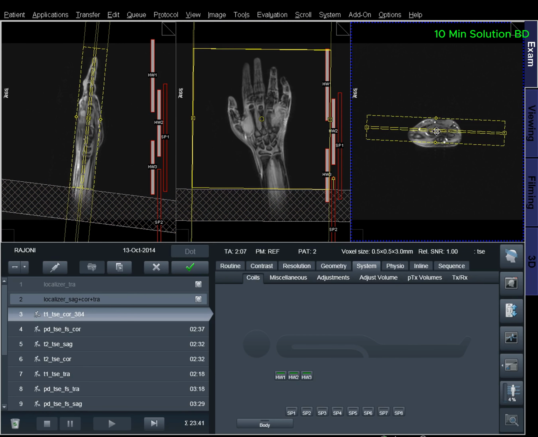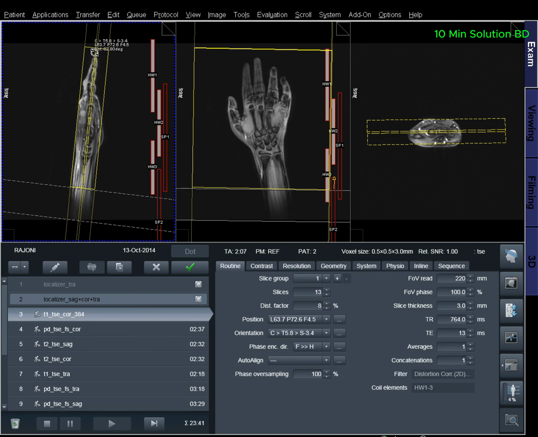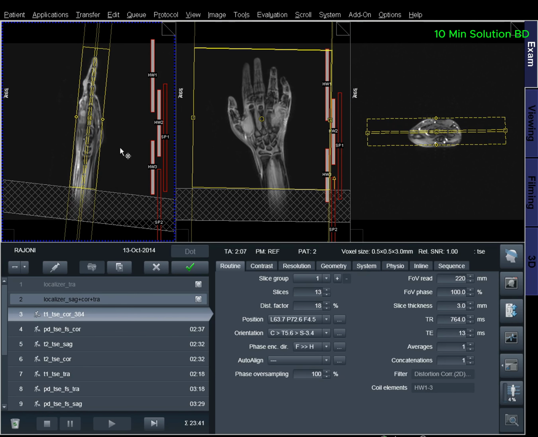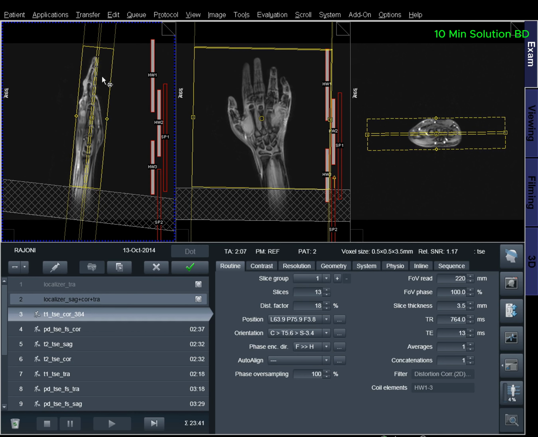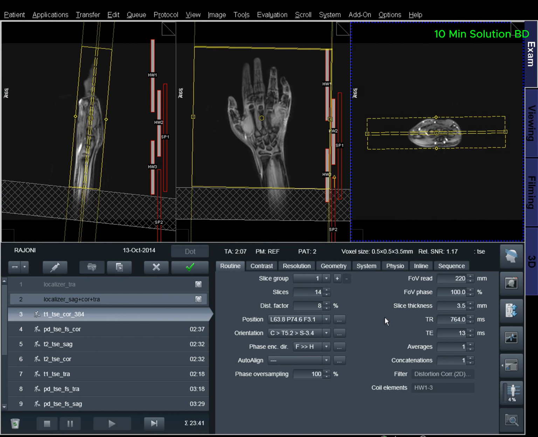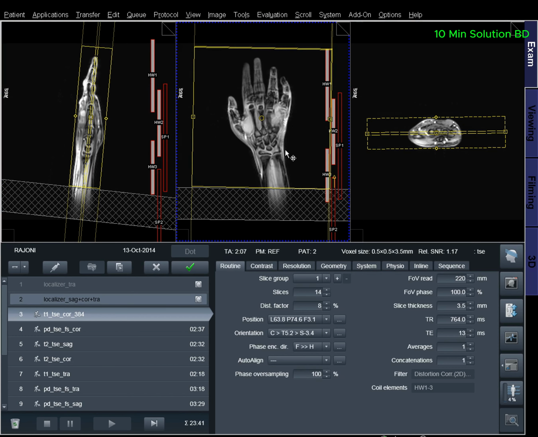T1C, coronal. Plan the coronal slices on the axial plane, angling the planning block parallel to the line across the metacarpal bones. Check the planning block in the other two planes. An appropriate angle must be used in the sagittal plane, parallel to the metacarpal and phalangeal bones. The slices must be sufficient to cover the entire hand from the dorsal to palmar aspect.